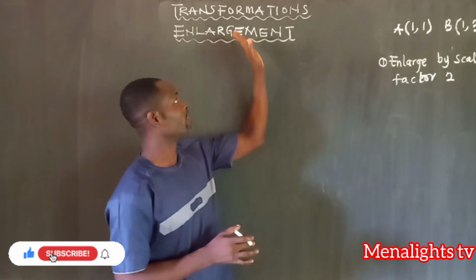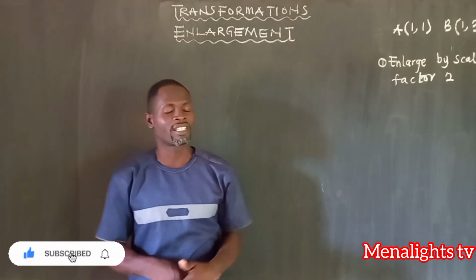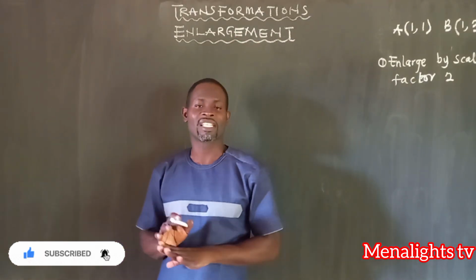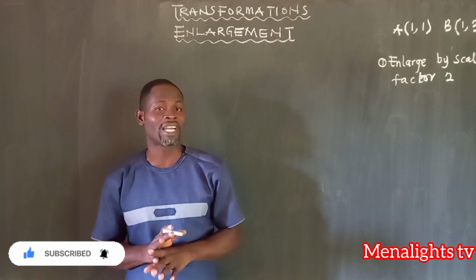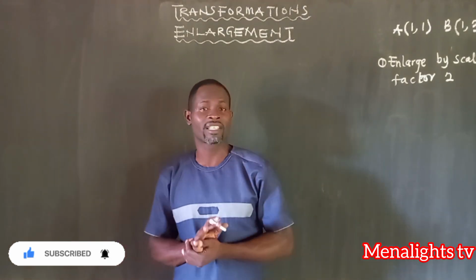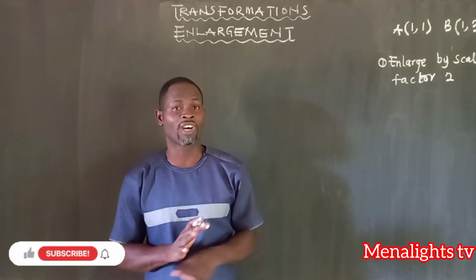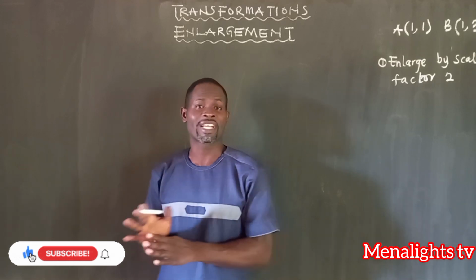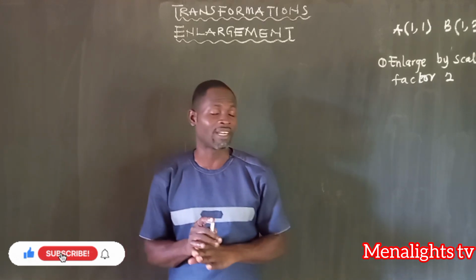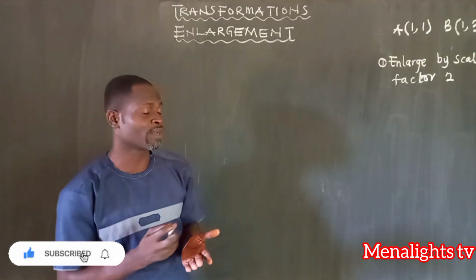So, as we have started with transformation, we are continuing with enlargement. In our previous lesson, we looked at the types of enlargement that we have and then how to find the scale factor. Before we draw our graph for today, we want to recap by looking at the types of enlargement that we have. We say we have three types of enlargement.